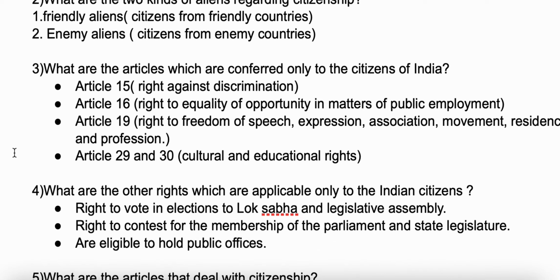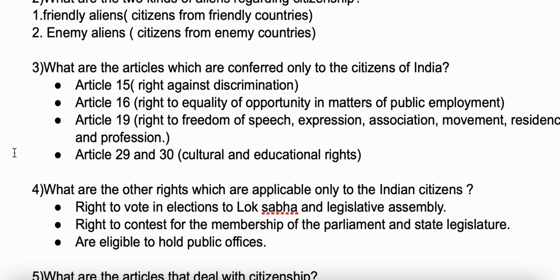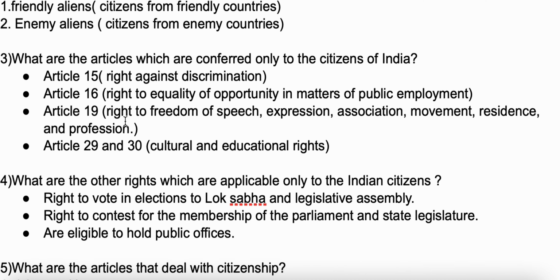Now the third question is, what are the articles which are conferred only on the citizens of India? Articles 15, 16, 19, 29 and 30 are only for the citizens of India. So what is Article 15? Article 15 is right against discrimination. Article 16 is right to equality of opportunity in matters of public employment. Article 19 is freedom of speech, expression, association, movement, residence, profession. Article 29 is cultural rights. Article 30 is educational rights.